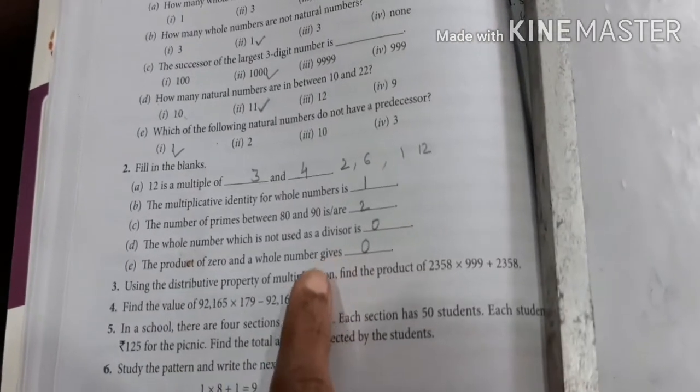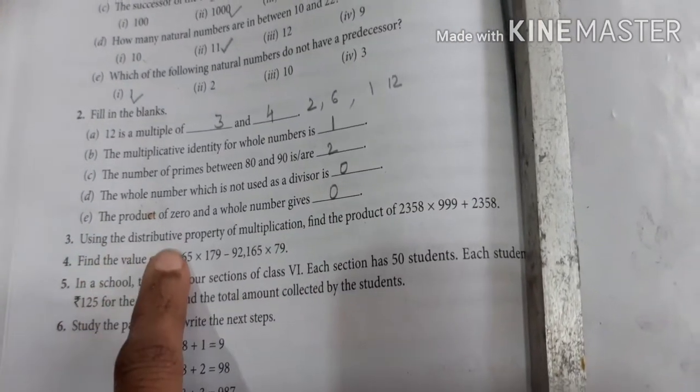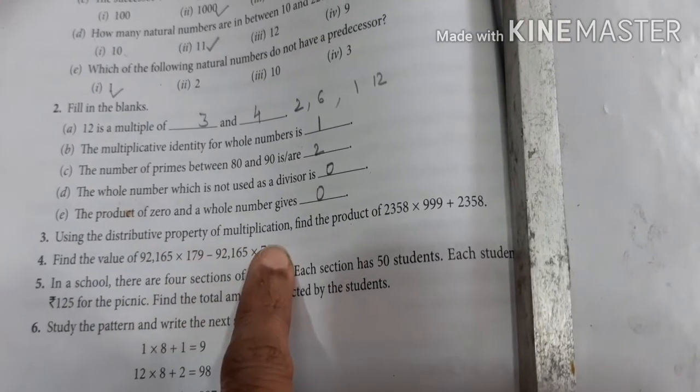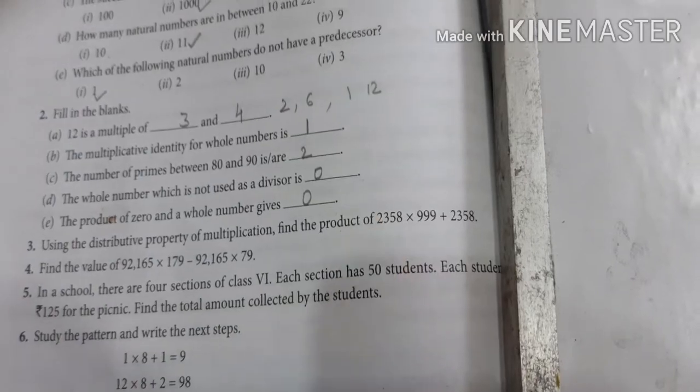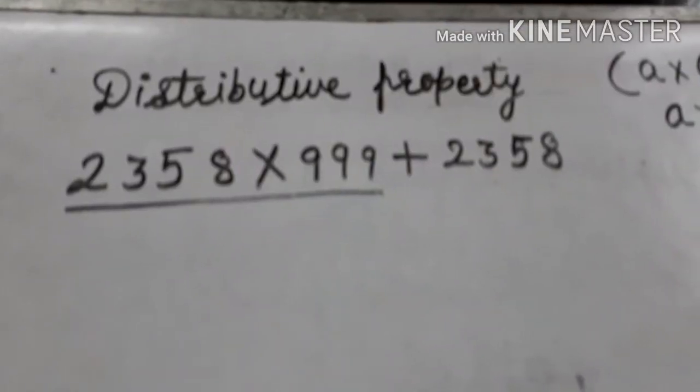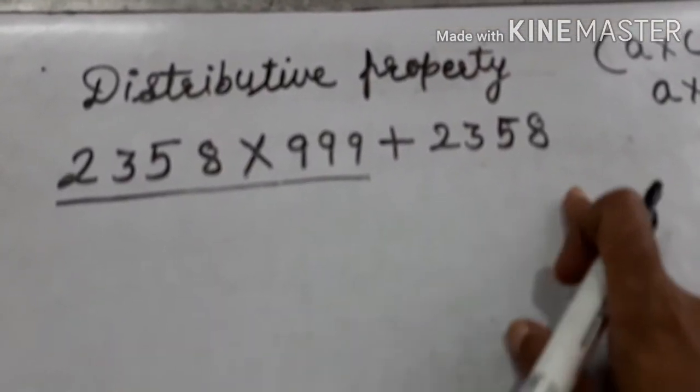Now we will see the next question. Using the distributive property of multiplication, find the product of this number. So this we will see now. You can see I have written this sum here.